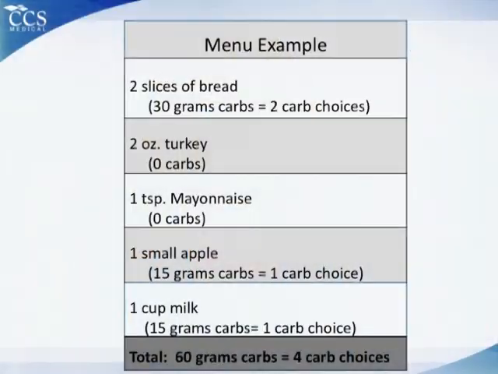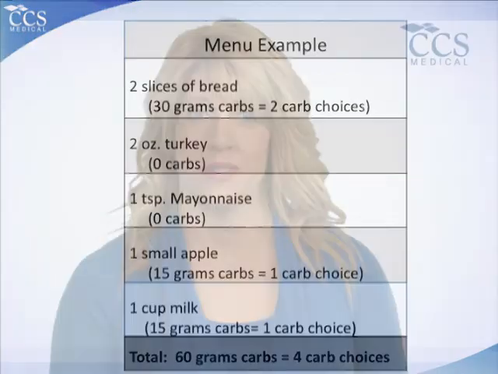You may wonder, how will I know how I'm doing? What if I count wrong? All you need to do is just check your blood sugar 2 hours after the start of your meal. If your blood sugar is over 180 milligrams per deciliter, you may need to double check or adjust your carbohydrate next time. Here's an example of a lunch menu for a man or woman using 60 grams of carb or 4 carb choices. Note that turkey and mayonnaise do not have carbs.